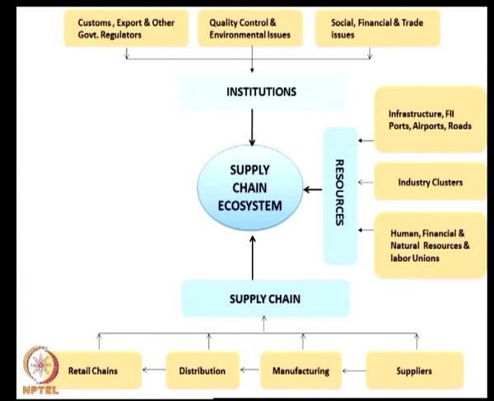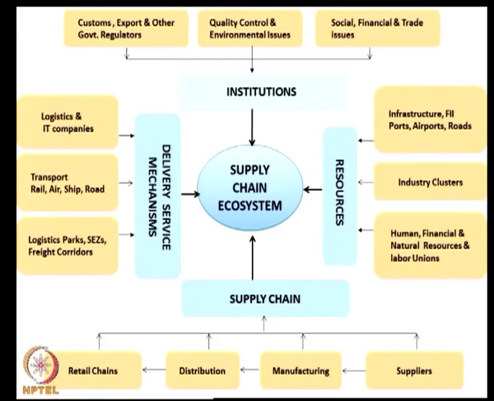Similarly, the financial resources, meaning the banks. Banks are always needed to give loans to the customers, to give letters of credit to the suppliers or manufacturers and so on. And also the interest rates they charge become an important thing in making the resources competitive for the supply chain. And similarly, the natural resources, the power, water, and the mines, all these things affect it. And also the labor unions and their strength is an issue.